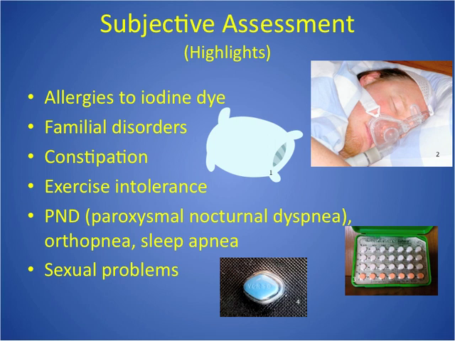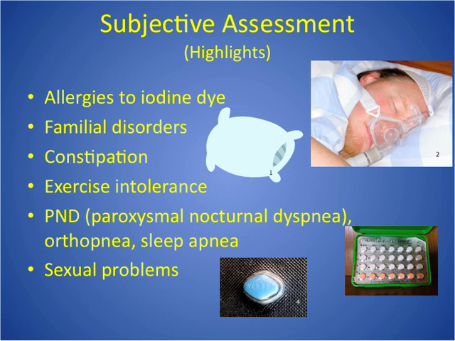Valsalva is that bearing down that we all do when we have a bowel movement. When we do that, it stimulates the vagus nerve and it can drop your heart rate down low. So that can be a big problem with somebody with a cardiovascular disease. So a history of constipation along with cardiovascular disease needs to be taken very seriously and treated.